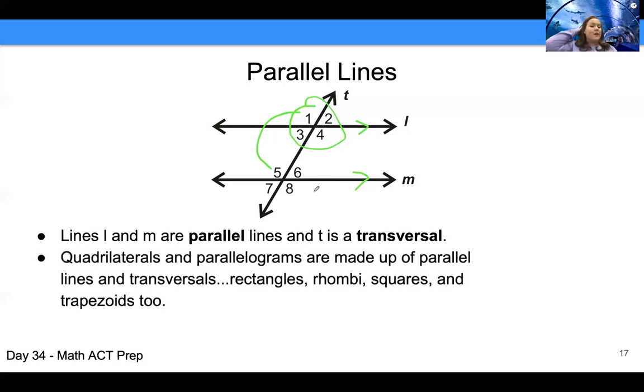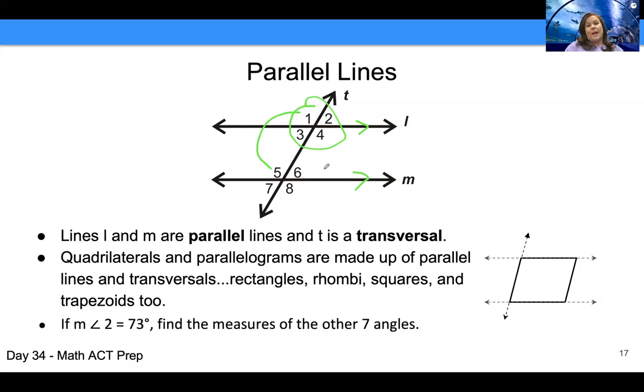Now, when we start talking about quadrilaterals and parallelograms, they are made up of parallel lines, because a rectangle has opposite sides parallel. A parallelogram, they're going to be opposite sides parallel. And we have lots of things underneath parallelograms, rhombi, squares, trapezoids have parallel lines. Here's an example. This looks like a parallelogram. So we have two opposite sides that are parallel, and we're going to be able to use a lot of these properties from parallel lines that are transversal.